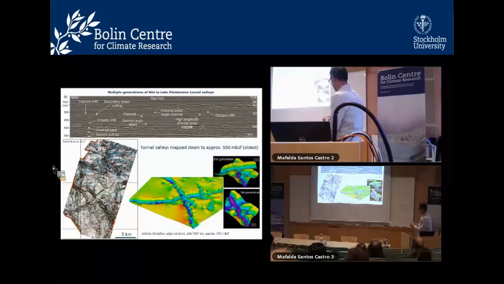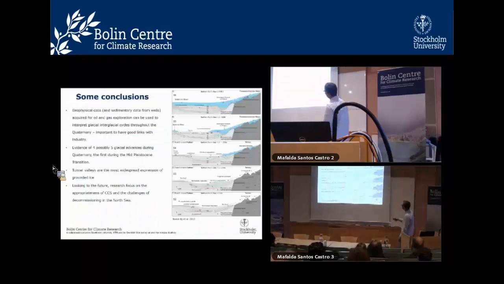I will just skip. Yes, that's more tunnel valleys, and maybe we don't have time to explain that too much, so I'll go straight to the conclusions. In conclusion, hopefully you've seen the potential of using industry geophysical data to interpret various Quaternary climatic changes and depositional changes. We have evidence of at least 4 or 5 advances of ice into the North Sea during the Quaternary. Tunnel valleys are very prevalent, which is evidence of subglacial meltwater.